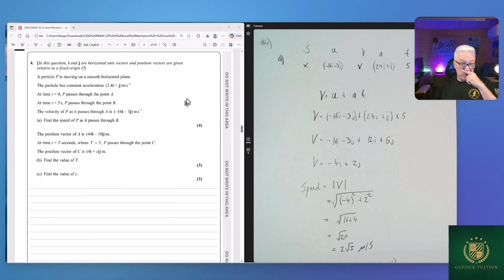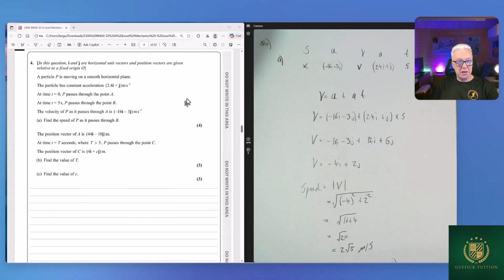At time t equals 0, P passes through the point A. At time t equals 5 seconds, P passes through the point B. The velocity of P as it passes through A is minus 16i minus 3j. Find the speed of P as it passes through B.